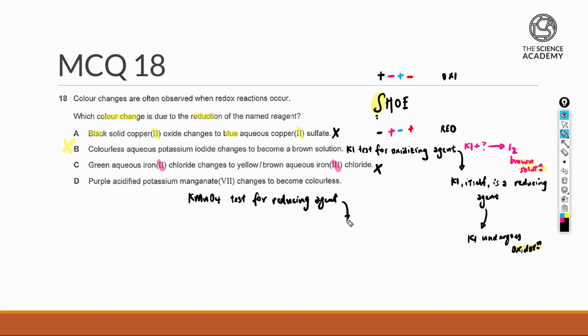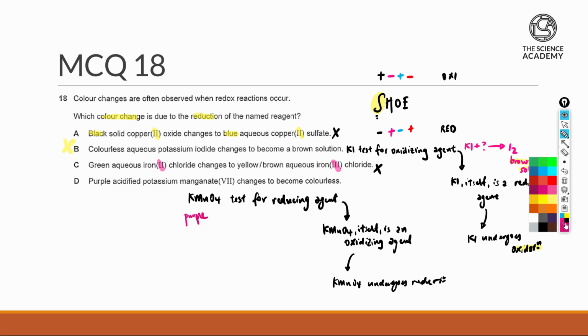So for it to test for reducing agent, I'll say that KMnO4 itself is an oxidizing agent. But now for KMnO4 to act as an oxidizing agent, initially KMnO4 undergoes a reduction process. So the original color of potassium manganate is actually purple, and if there is indeed any reducing agent, it will actually become a colorless solution.